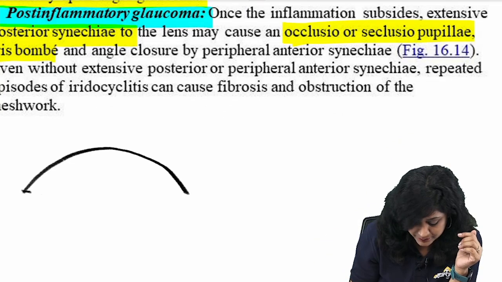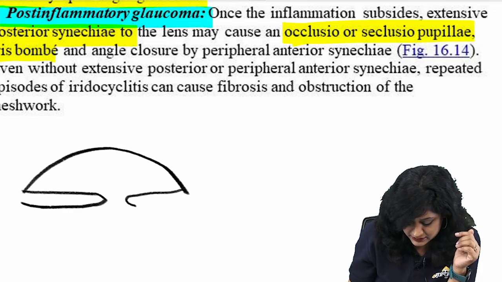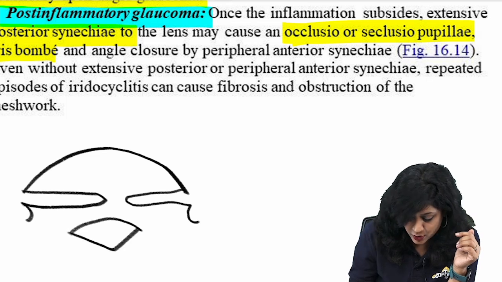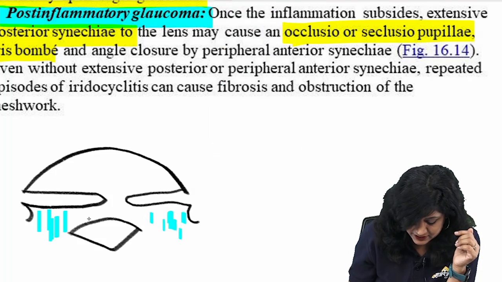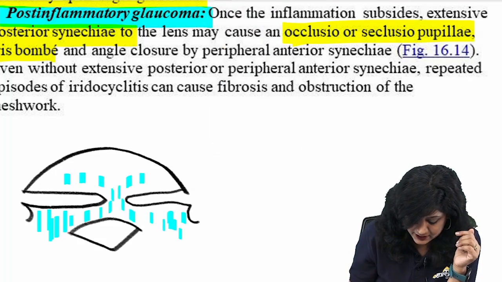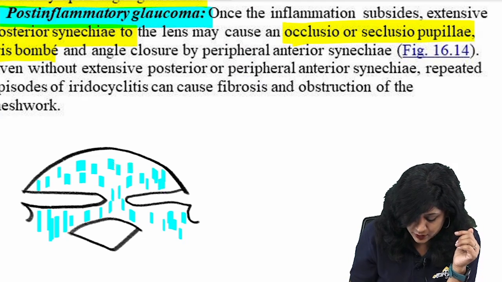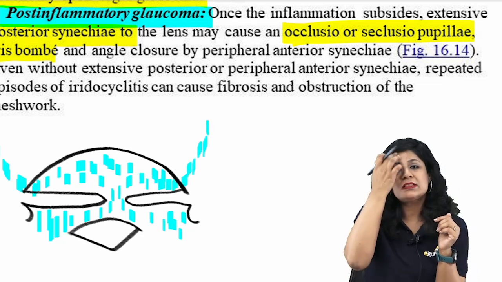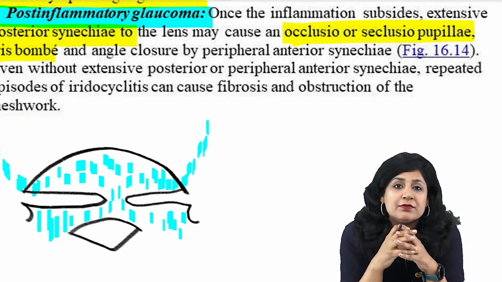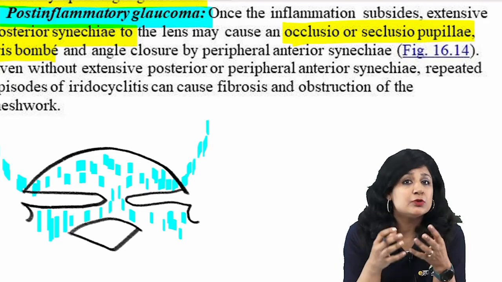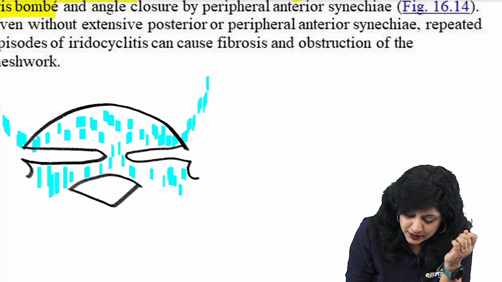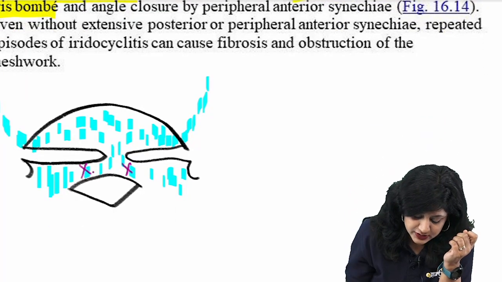Suppose this is your cornea, and we have the iris here, we have the ciliary body, and this is your lens. Now, normally whatever aqueous humor is getting released here, it is going anteriorly, it is going in the anterior chamber, going to the angle of anterior chamber, and then 90% is passing through this trabecular meshwork. This is the normal one. Now, whenever I have seclusio pupillae or occlusio pupillae, aqueous humor is not able to pass through it. So, what is happening now? This area is actually blocked.